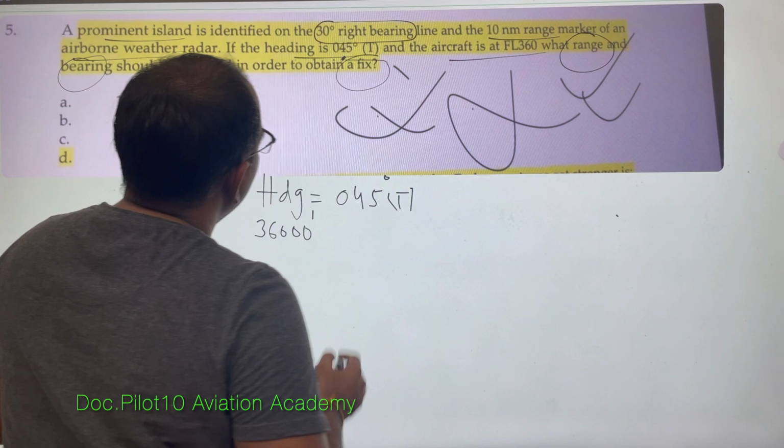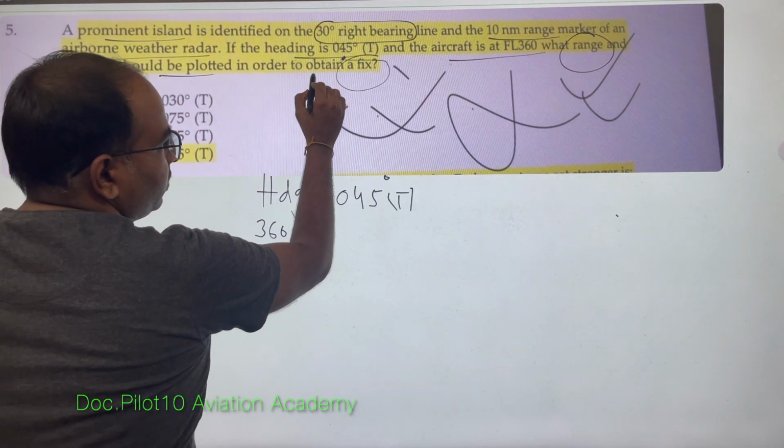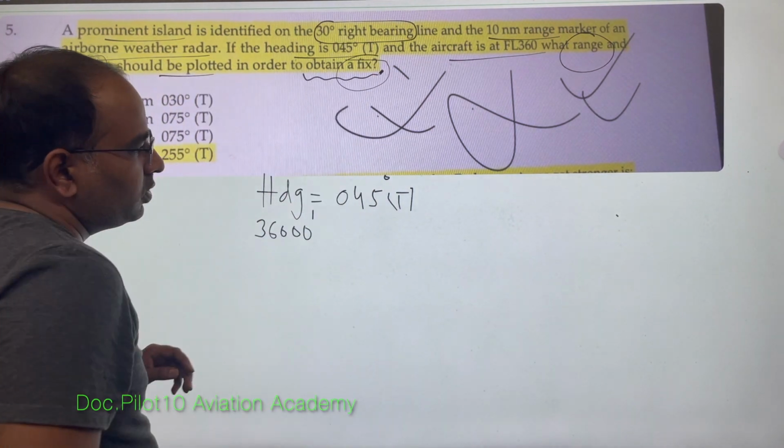Now, what range and bearing should be plotted in order to obtain a fix? Now, the next part you have to understand is obtaining a fix. So, what is a fix?